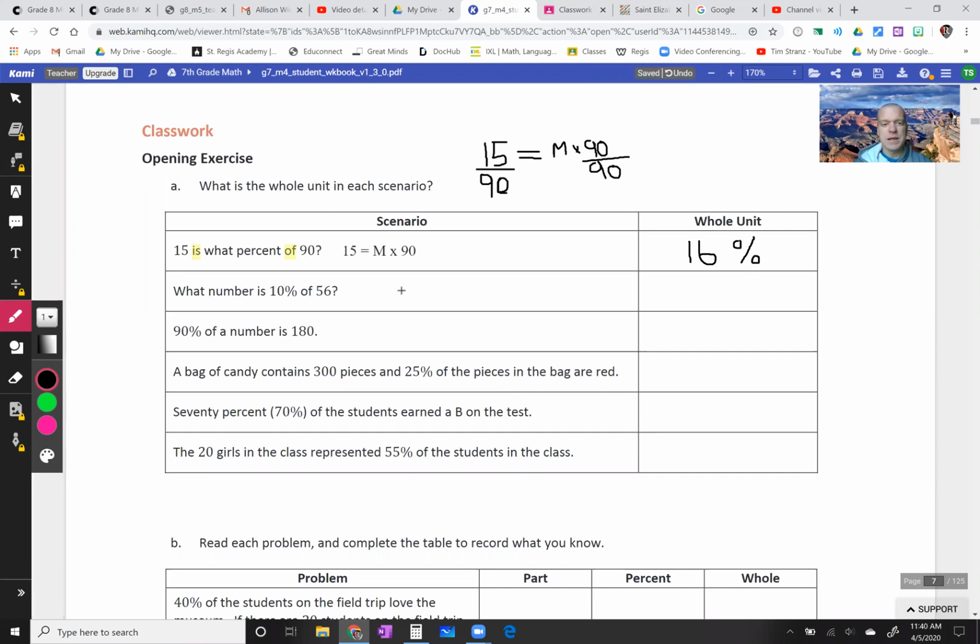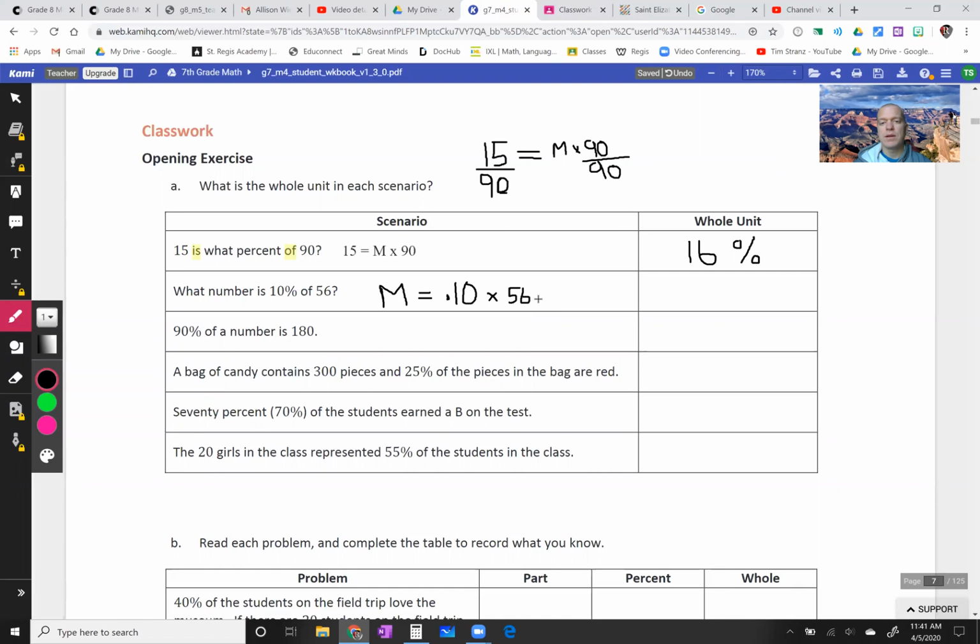What number is 10% of 56? So again, what number? We don't know what that is. So I'm going to call that m. Is, we said, is equals 10%, which in decimal 10% is 0.10, of, we said, is multiplication, and then the number 56. Okay, so to find m, we just need to do 0.10 times 56.